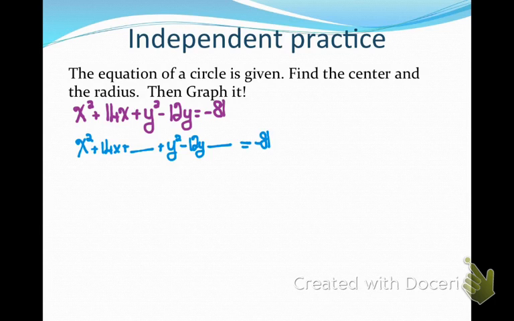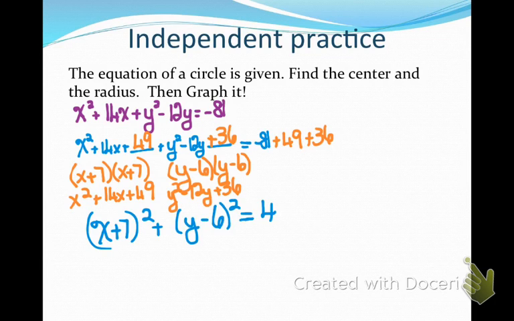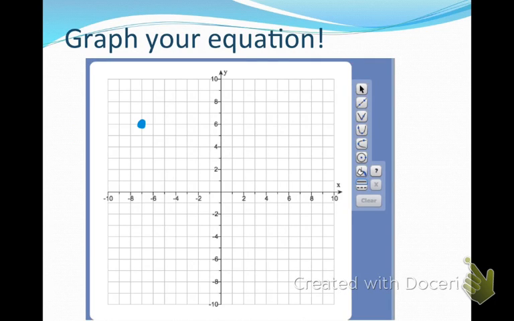Okay, now that you're back, let's see if you did what I did. I left a little space to complete the square. When I completed the square on the left-hand side, I added 49 to both sides. When I completed the square on the right-hand side, I added 36 to both sides. And I got the standard equation as x plus 7 quantity squared plus y minus 6 quantity squared equals 4 squared. So that made the center of my circle negative 7, 6, and it made my radius the square root of 4, which is 2. So when I graphed it, it graphed negative 7, 6 with a radius of 2.